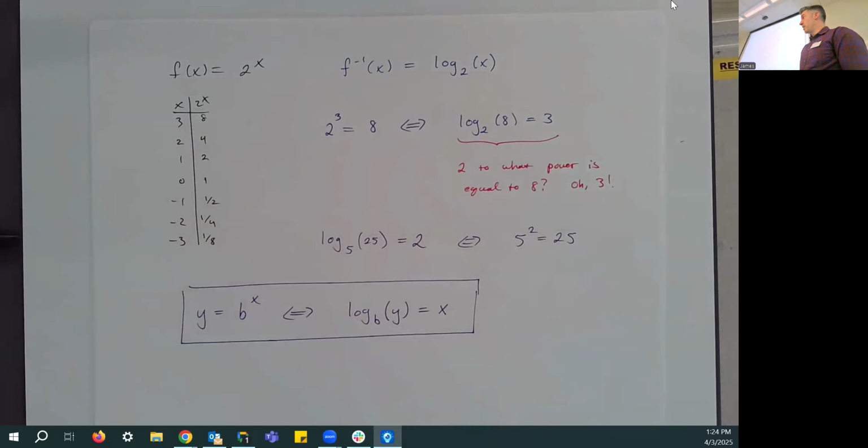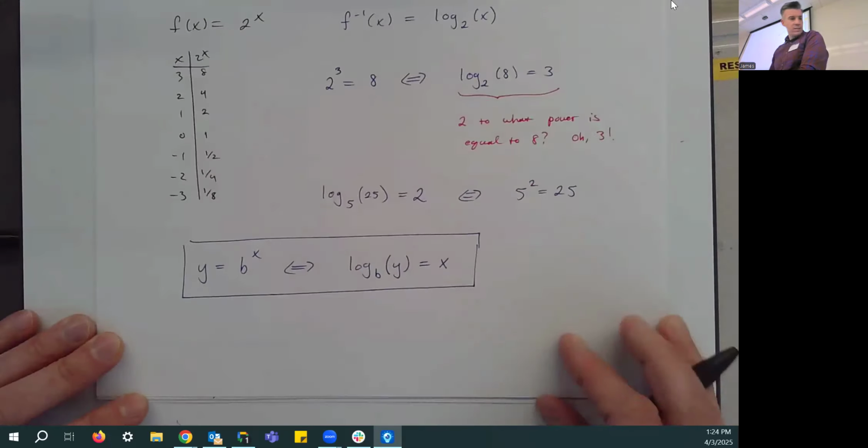But again, when you read a logarithm, what you should really be saying to yourself is: the base to what power equals the argument? Sometimes it's nice and easy, sometimes it's terrible. A couple more examples.